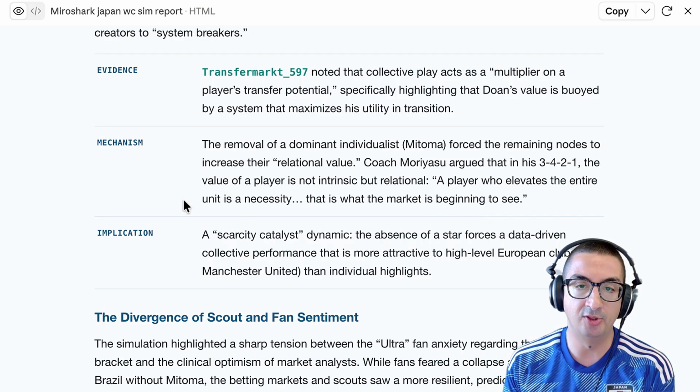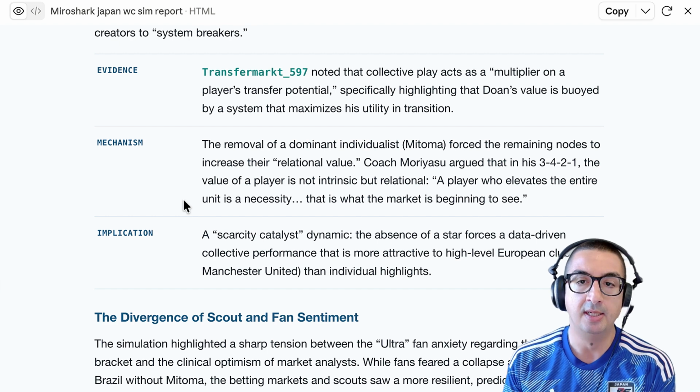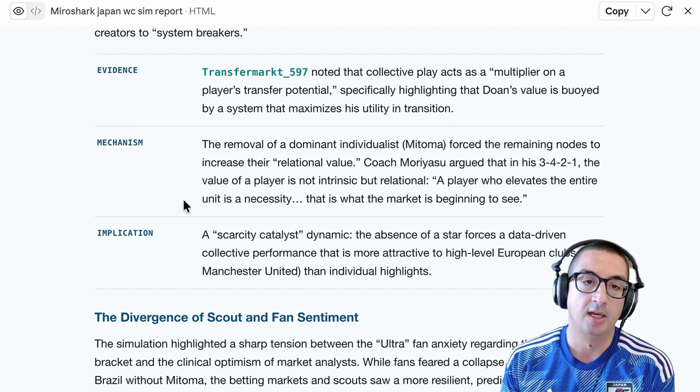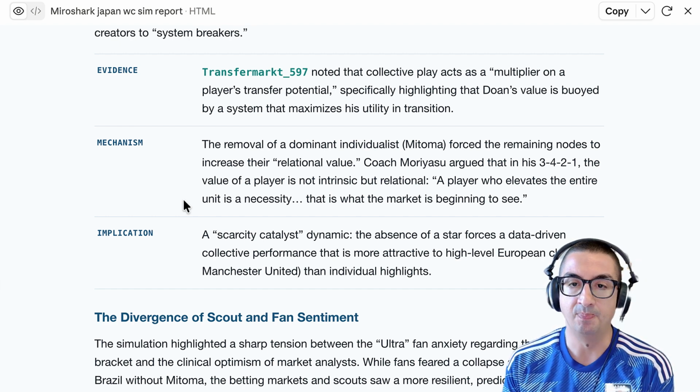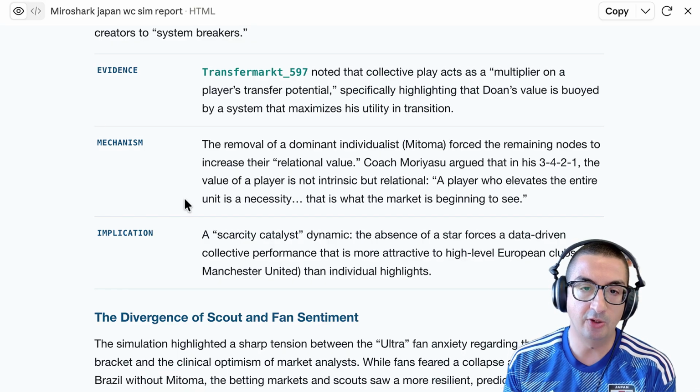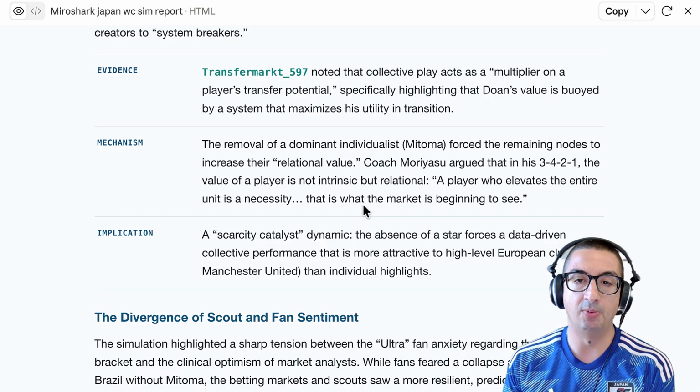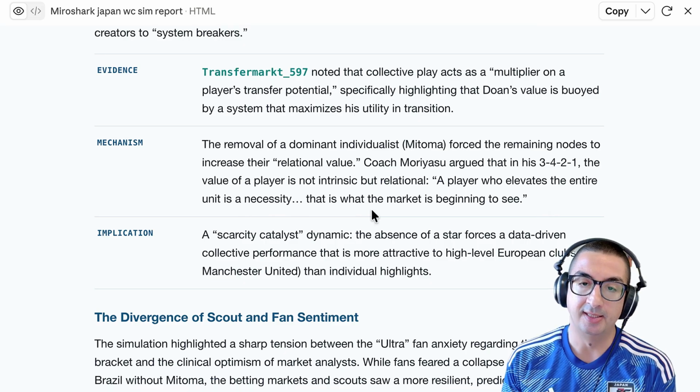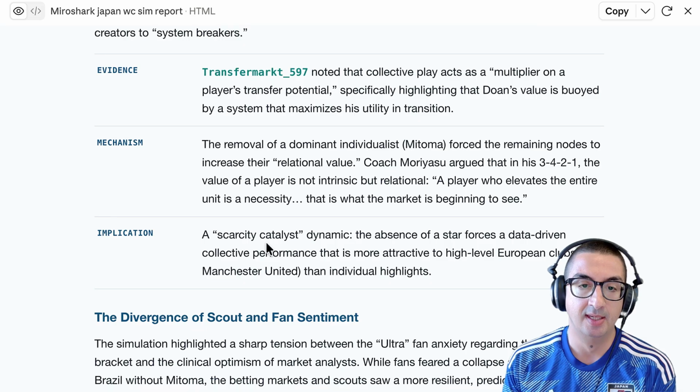Mechanism: the removal of a dominant individualist, Mitoma, forced the remaining nodes to increase their relational value. Coach Moriyasu argued that in his 3-4-2-1, the value of a player is not intrinsic but relational. A player who elevates the entire unit is not a luxury, but a necessity. That is what the market is beginning to see. As a scarcity catalyst dynamic, the absence of a star forces a data-driven collective performance that is more attractive to high-level European clubs, like Manchester United, than individual highlights.